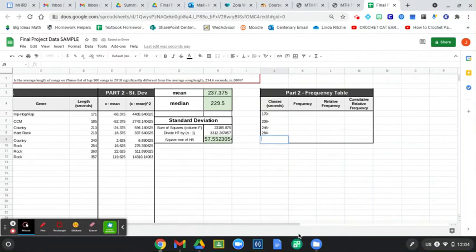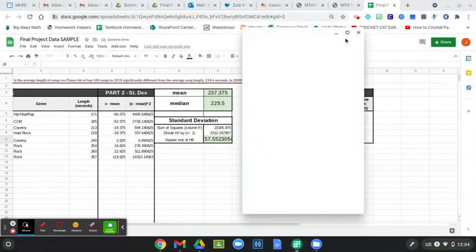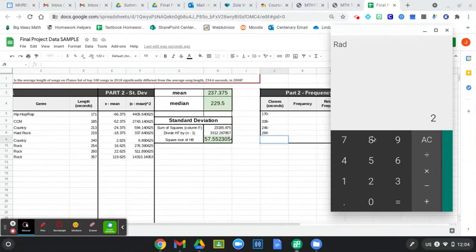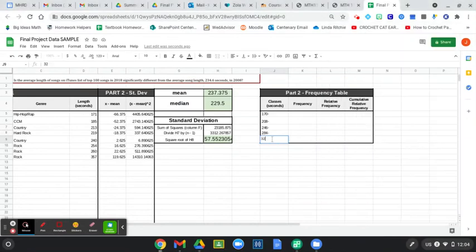Add 38 again. I don't want to make a mistake on this one. Hopefully I haven't yet. 284 plus that 38 gets me 322. Okay.